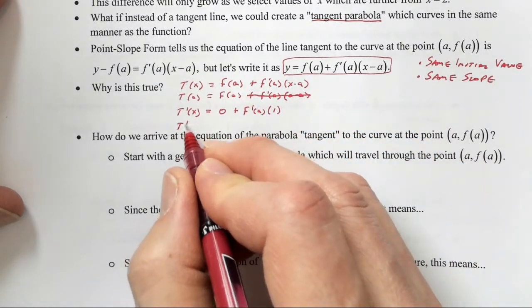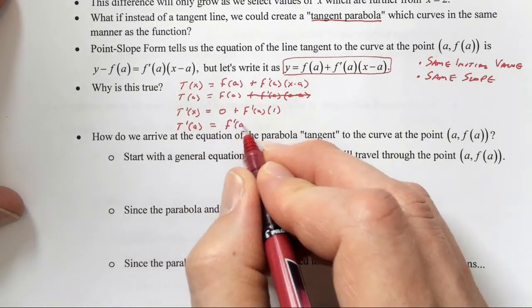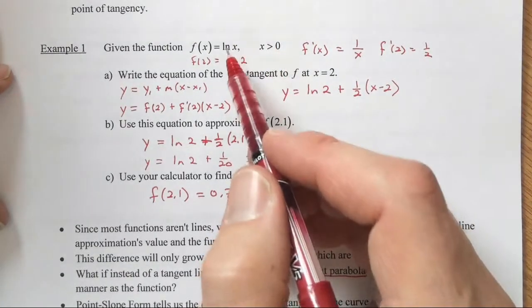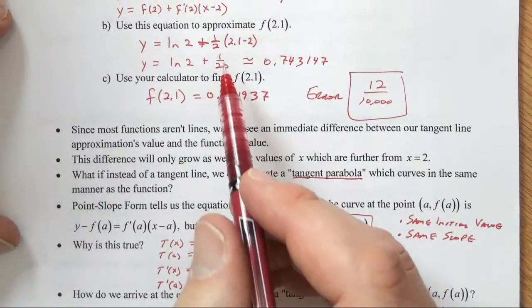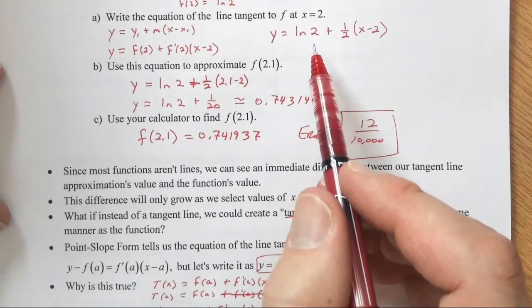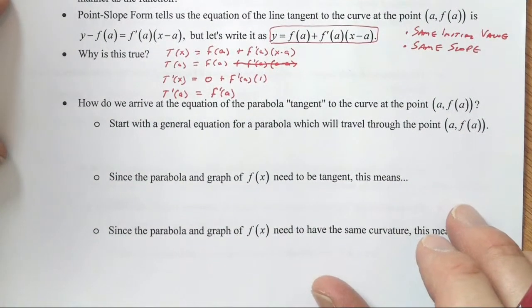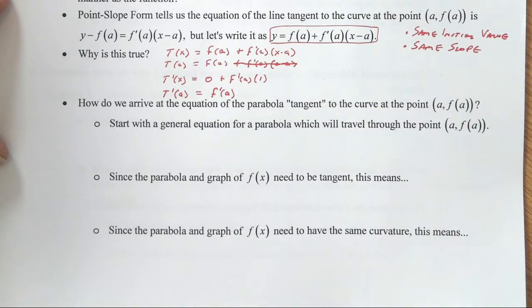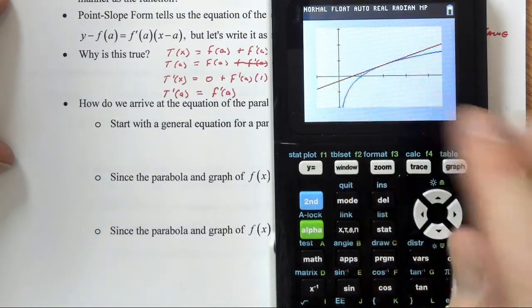So now if I plug a into my derivative of t, I end up with f prime of a as well. So whether it's our function, in this case the original function was natural log of x, or our tangent line, which was the natural log of 2 plus 1/2 times x minus 2, both of those equations had the same initial value and the same slope. Hence the reason why we had this picture on the screen. But now what we want to do is have more of a curvature to it.